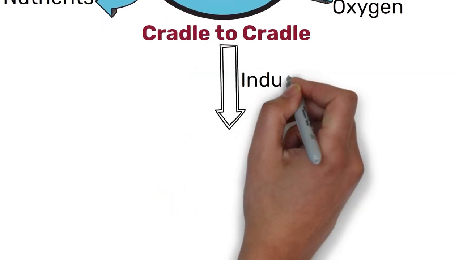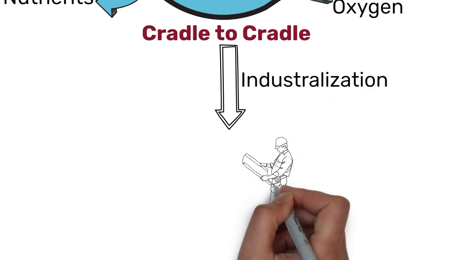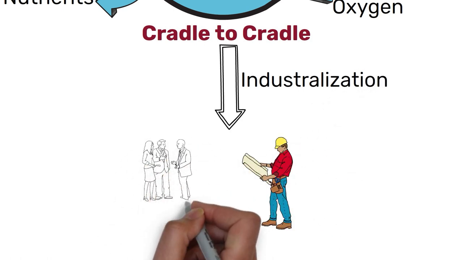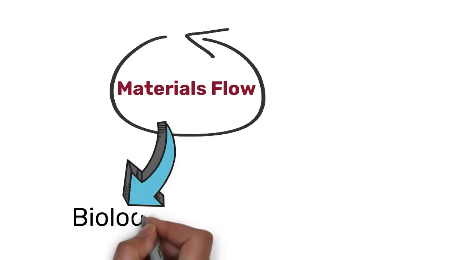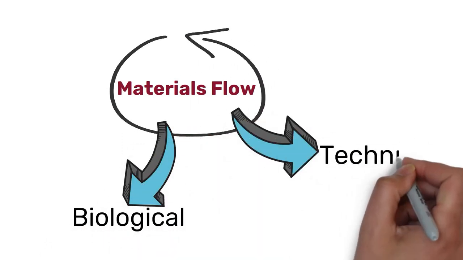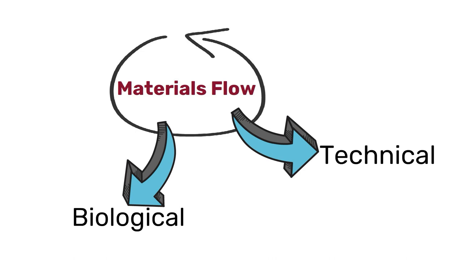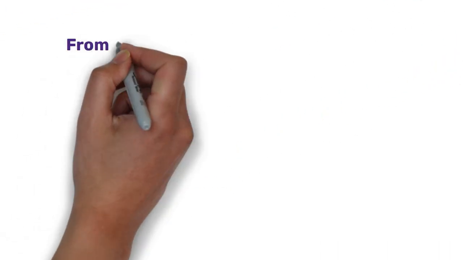But as industrialization happened, humans took, altered, and synthesized the Earth's crust in a way that cannot be safely returned to soil. The material flows in the current situation can be divided into two categories, biological and technical. Biological materials are any materials that come from nature and can go back to nature, whereas technical materials come from materials used in industrial processes. But how did we go from cradle to cradle to cradle to grave? Let's look at the brief history.